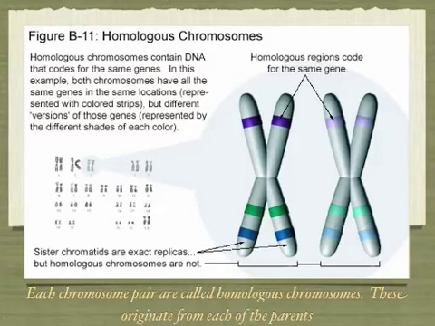These homologous chromosomes originated from your parents. You have a set of chromosomes from your mother and a set of chromosomes from your father. The homologous chromosomes again contain the same genes, although the versions may be different. Hopefully now you have a basic understanding of chromosomes.